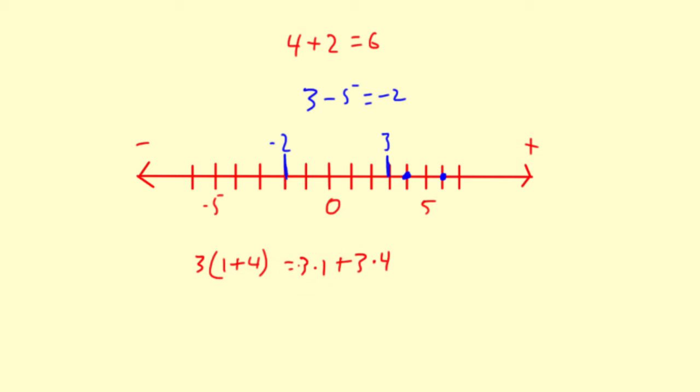So this would be 3 times 1 is 3, plus 3 times 4 is 12, which is 15. If you were to do it a different way, 1 plus 4 is 5, so then you have 3 times 5 is 15. Okay? So, two different ways to write the same answer. How is this useful when you're talking about integer addition and subtraction?